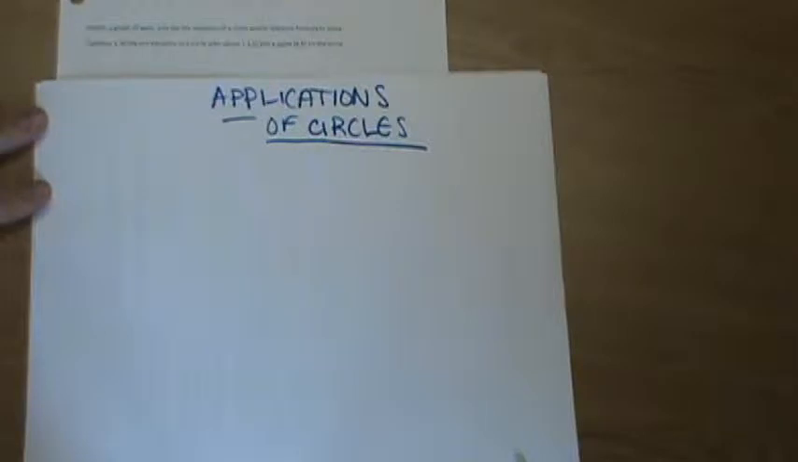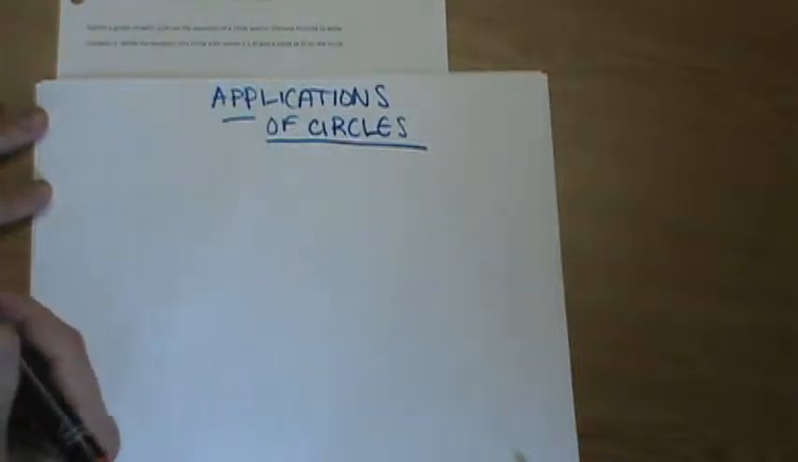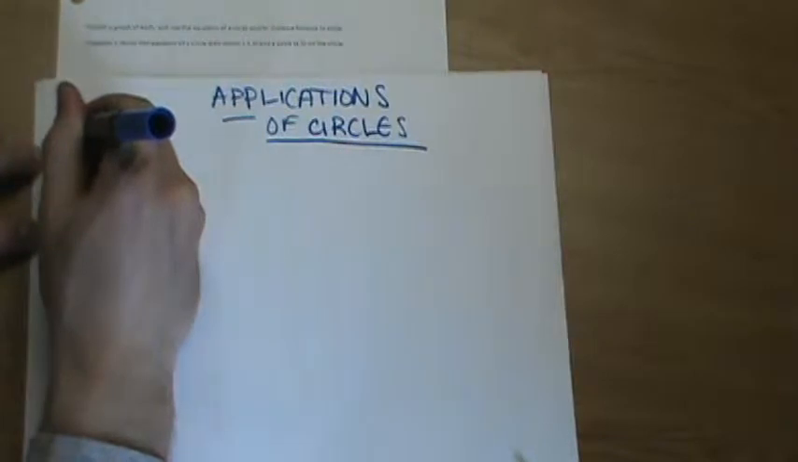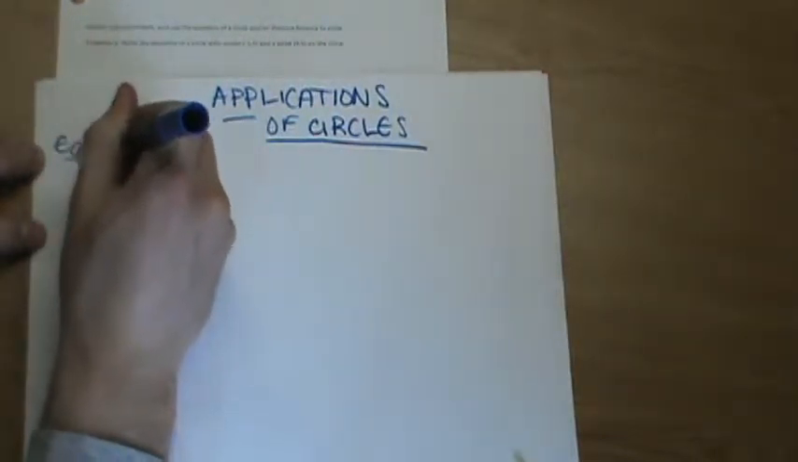So our very first example is example number 1. Write the equation of a circle with center at -1, 3 and a point 4, 5 on the circle. So we want to write the equation of a circle. So what does the equation of a circle look like to begin with?